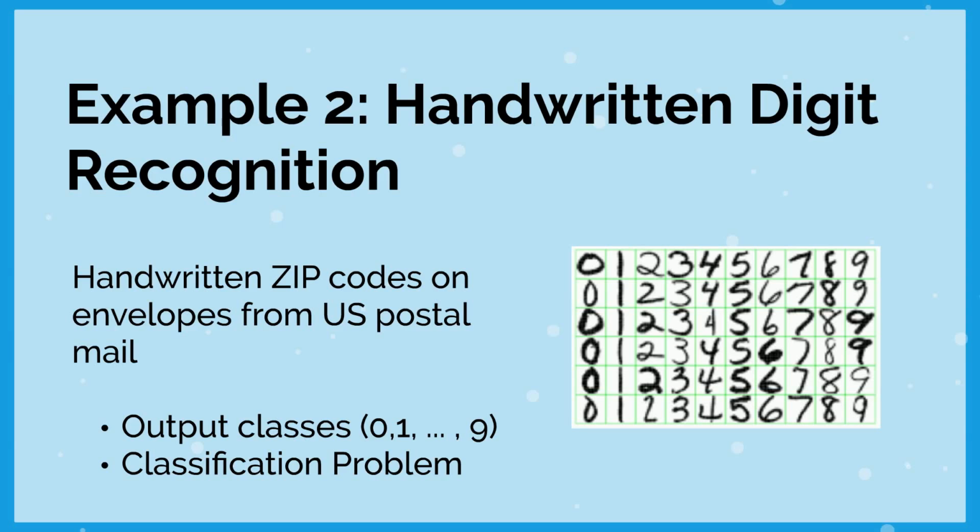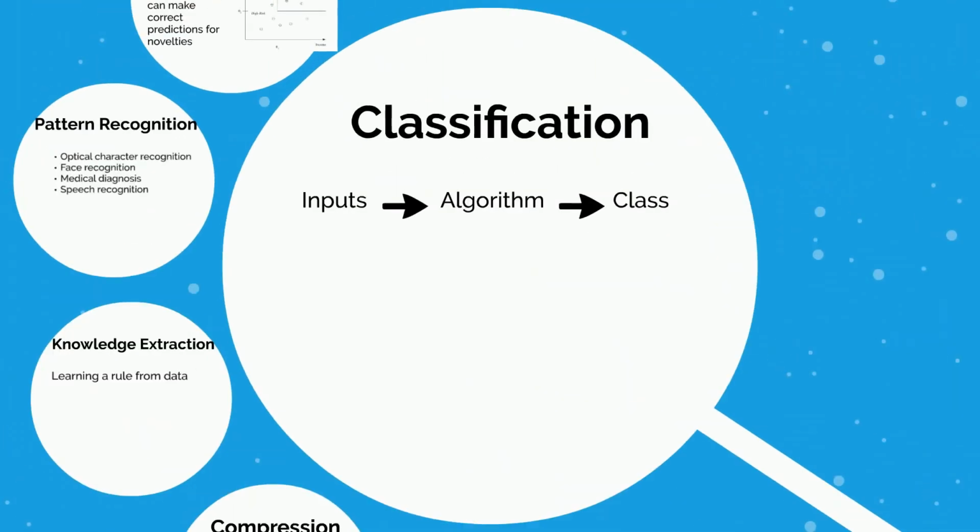So let's talk a little bit more about what classification algorithms entail. In classification, you have your inputs, you have your algorithm, and then your output is going to be a class. A lot of these algorithms are going to be defined by the type of output that they produce. So in classification, you have a qualitative output, and this is the defining feature of a classification algorithm.